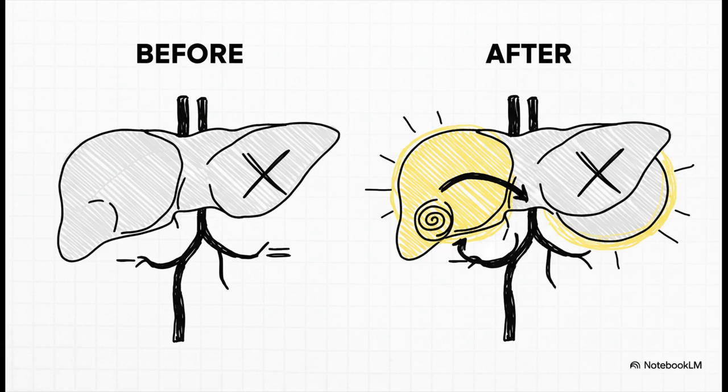Basically, you get interventional radiology to block the portal vein going to the part of the liver you plan to remove. This forces all that blood flow to the other side, the side that's staying, and it makes it grow, hypertrophy, before you even operate. It can make an unsafe operation possible.